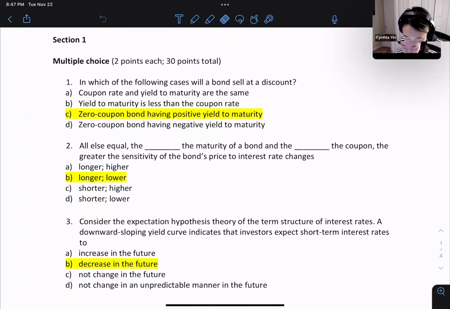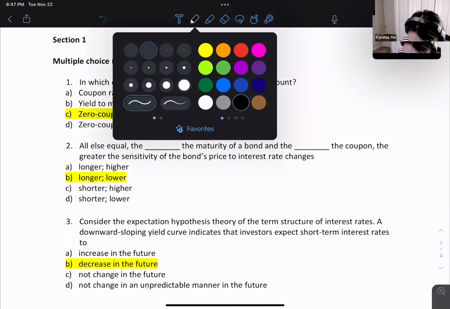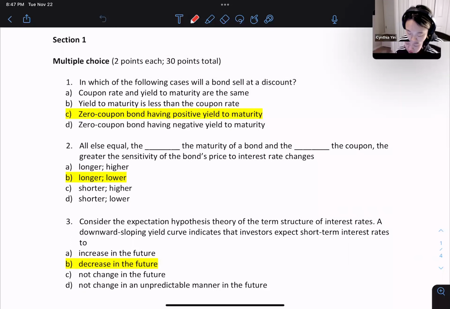So first question, in which of the following cases will a bond sell at a discount? Sell at a discount, refer to our slide, it means that the price is lower than the face value, or we call it par or principal, anything. So simply speaking, let's use P as price as the notation. It's smaller than the face value.